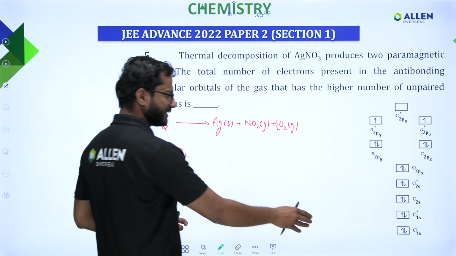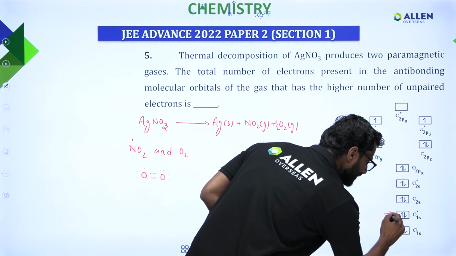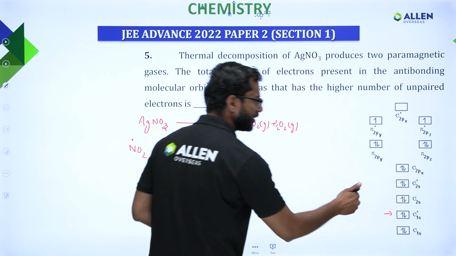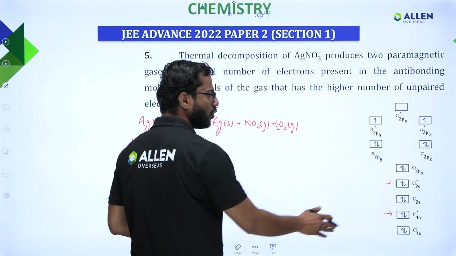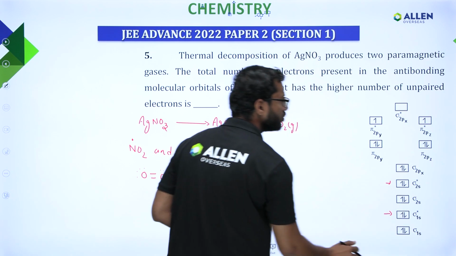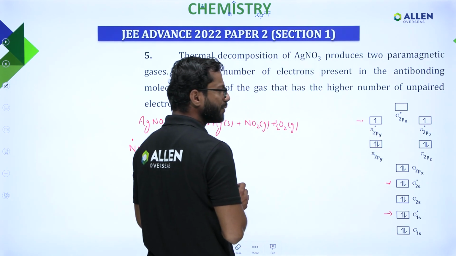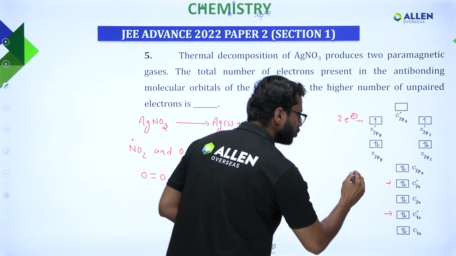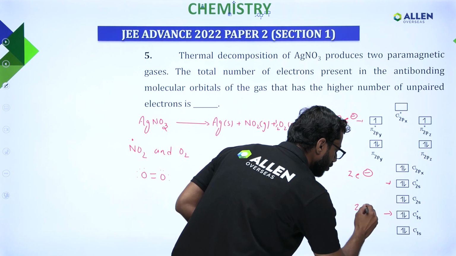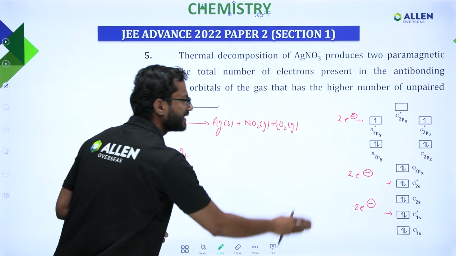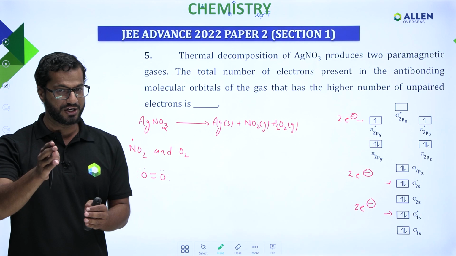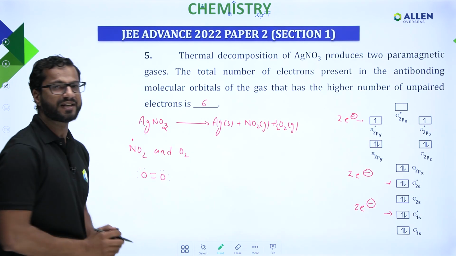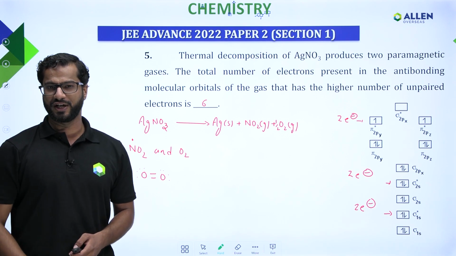Read with me, students: this one is the sigma star 1s antibonding orbital of the O2 molecule, and the sigma star 2s antibonding molecular orbital of O2, and we have pi star 2py and pi star 2pz. So we have 2 electrons here, 2 electrons here, and 2 electrons here. So finally we have 6 electrons in the antibonding molecular orbitals of O2, and this is our final answer, 6. Now let's move on to the next question.